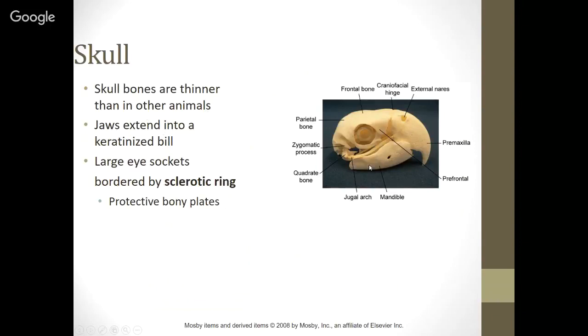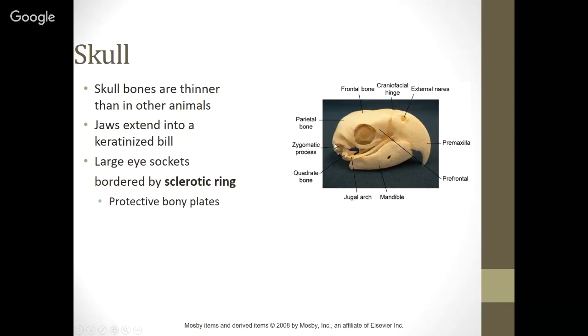The jaws extend into a keratinized bill. There are large eye sockets, and a lot of them are bordered by a sclerotic ring. This is a protective bony plate around the sclera of the eye. So they're very similar words here. We have external nares on top of the premaxilla or the upper mandible. There's the hinge here. It's the craniofacial hinge.